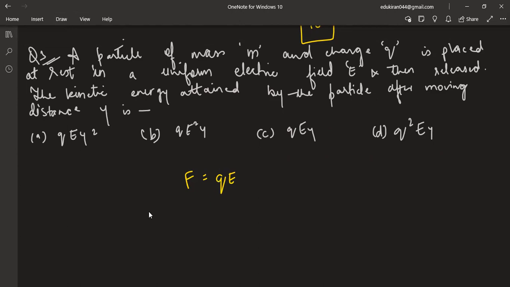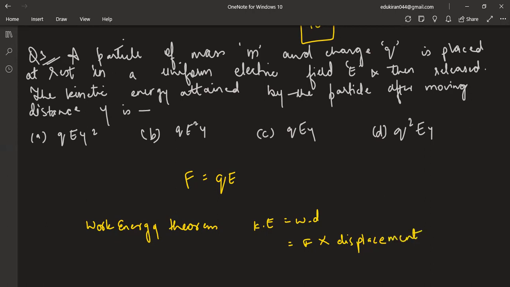Now, kinetic energy, you have to write. This is related to the work energy theorem from your class 11. So, what does the work energy theorem say? Kinetic energy is equal to the work done. And how do you write work done? Force multiplied by the displacement. And here the displacement that is given is y. So force becomes QE into y. So directly QEy.